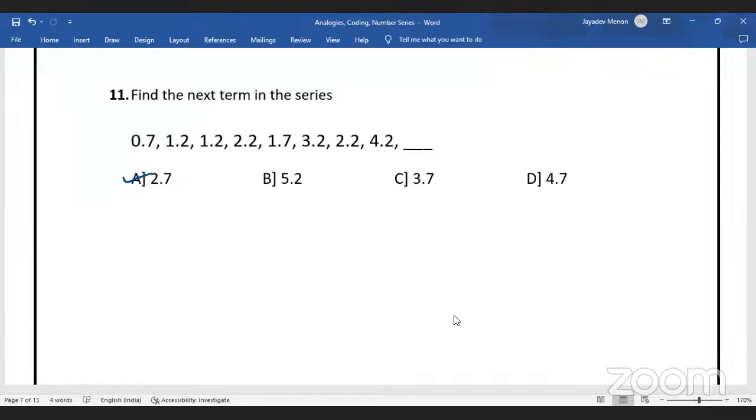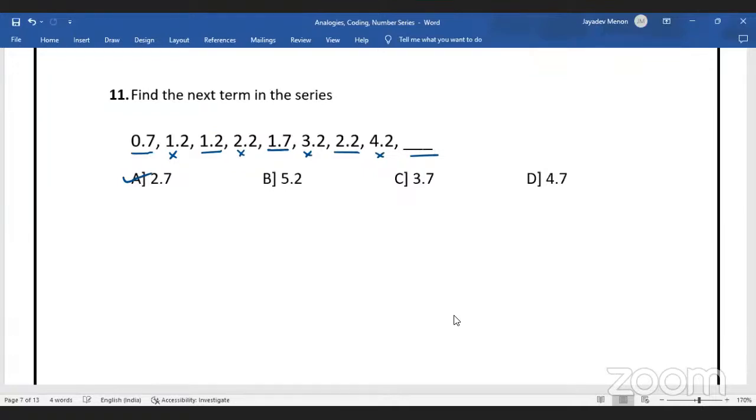Actually, here we have a mixed series. Two different series are given alternately. We have two different series here, and those series are given alternately. Actually, here 0.7, 1.2, 1.7, 2.2, and the missing term are the terms of the first series. Now 1.2 and so on is the second series. And our missing term is coming in the first series.